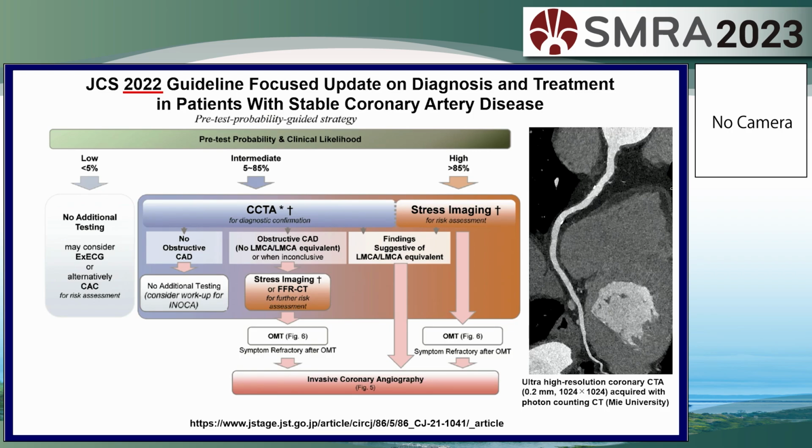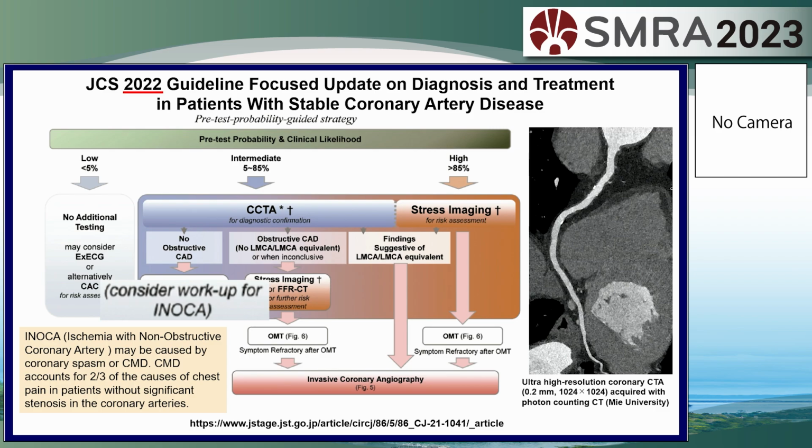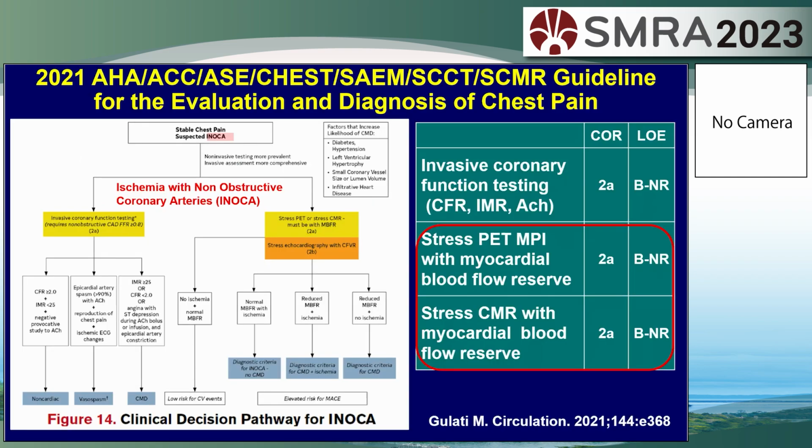So in a recent focused update on the diagnosis and treatment of patients with stable coronary artery disease, cardiac CT plays a central role. However, if there is no stenosis in the epicardial coronary arteries, we should think about INOCA. INOCA, ischemia with non-obstructive coronary arteries, may be caused by coronary spasm or coronary microvascular dysfunction. And CMD accounts for 2/3 of the causes of chest pain in patients without epicardial coronary stenosis.